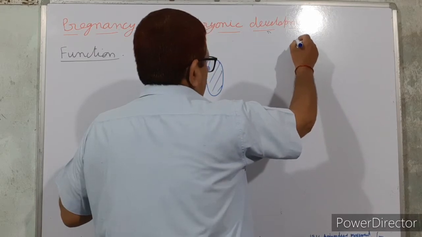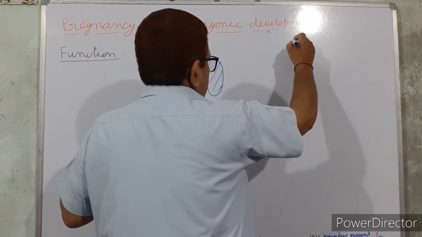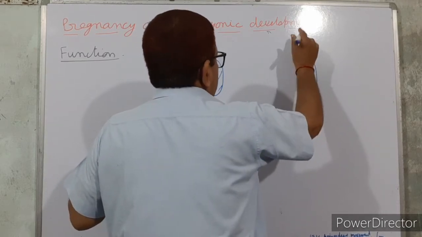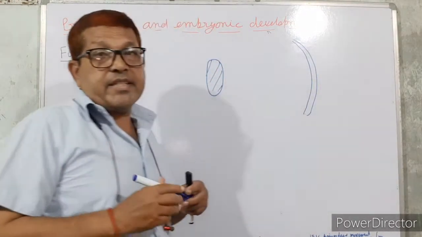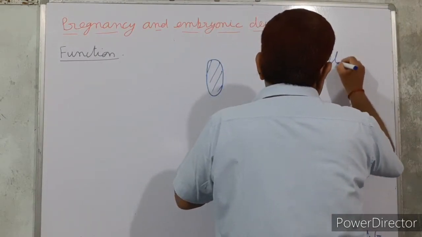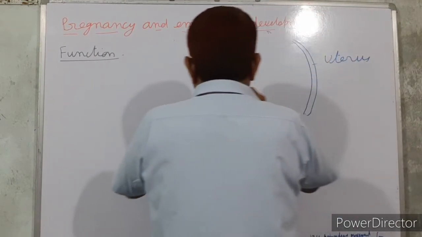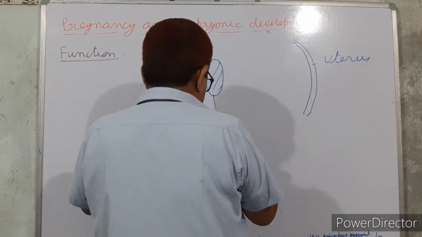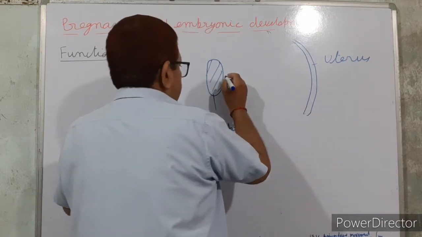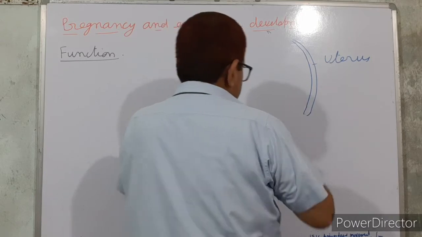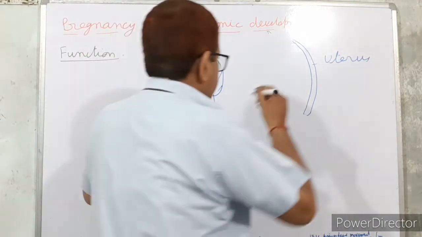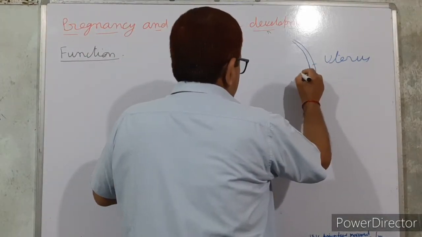This is the wall of uterus, and this is embryo. This is uterus. This is embryo, and this structure is placenta. One structure. This is placenta.